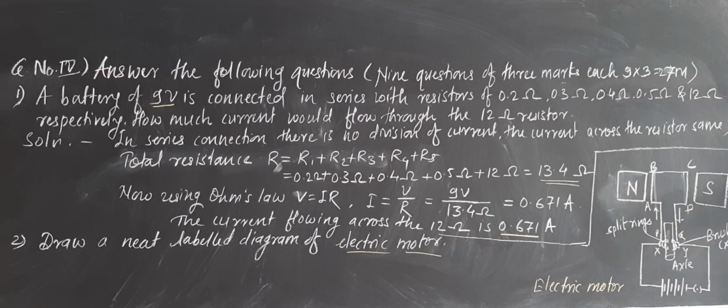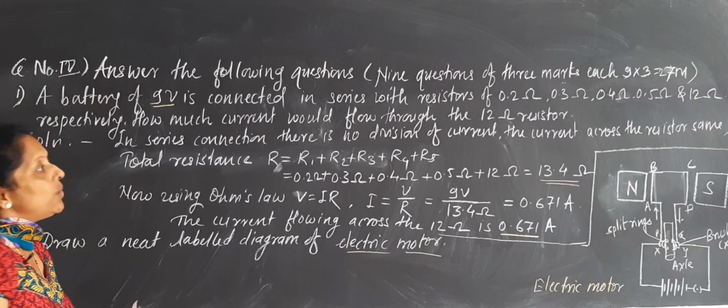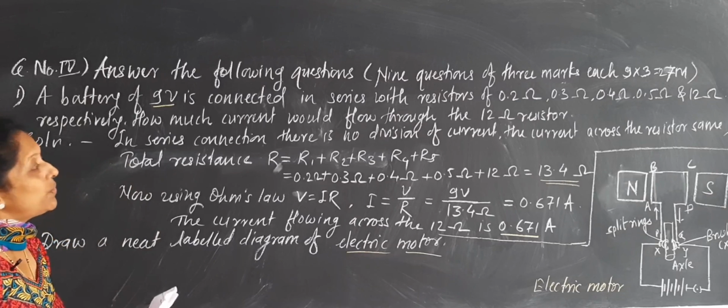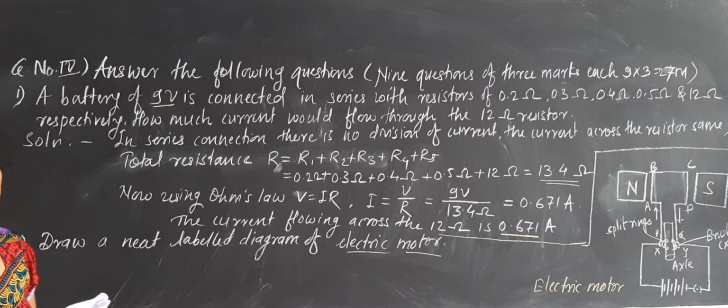So now question number 4: answer the following questions, and there are a total of 9 questions for 3 marks each. There is an example; first we are going to see one example. A battery of 9 volt is connected in series with resistors of 0.2 ohm, 0.3 ohm, 0.4 ohm, 0.5 ohm and 12 ohm respectively. How much current would flow through the 12 ohm resistor? There he asked how much current is flowing through the 12 ohm resistor.